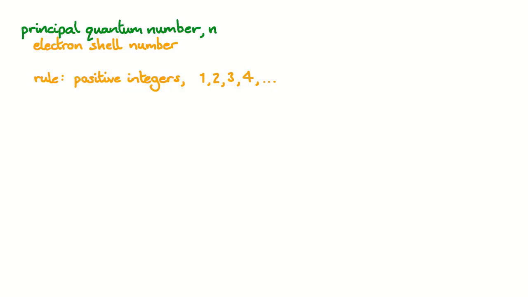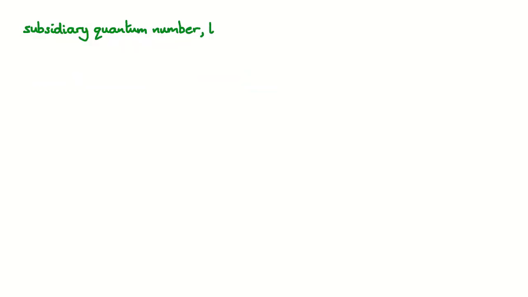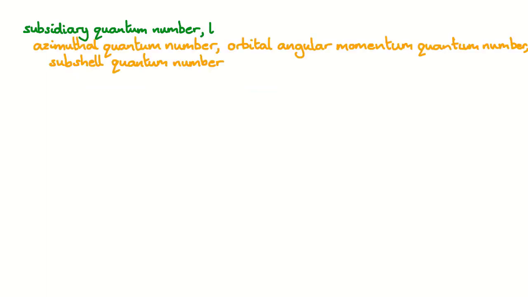Just like addresses, the lowest principal quantum number is number 1. After that, we count up using just the integers. The second quantum number is called the subsidiary quantum number, and it has the symbol L. It's also known as the azimuthal quantum number, the orbital angular momentum quantum number, or the subshell quantum number. It's the subsidiary quantum number that tells us which subshell an electron is in.